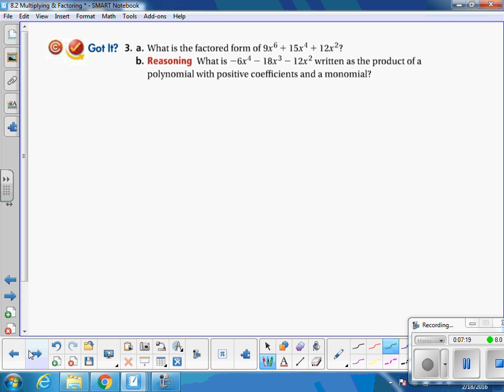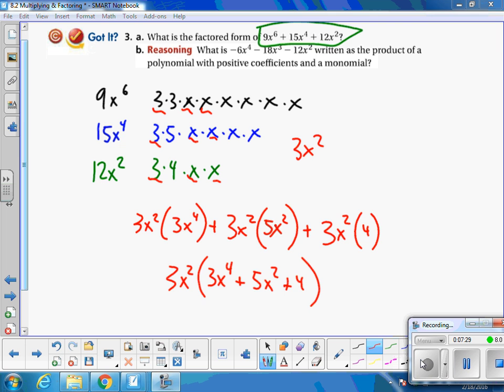All right, I want to let you give it a try. So find the greatest common factor of this polynomial, and then I want you to factor it out or undistribute it. Press pause and give it a try.